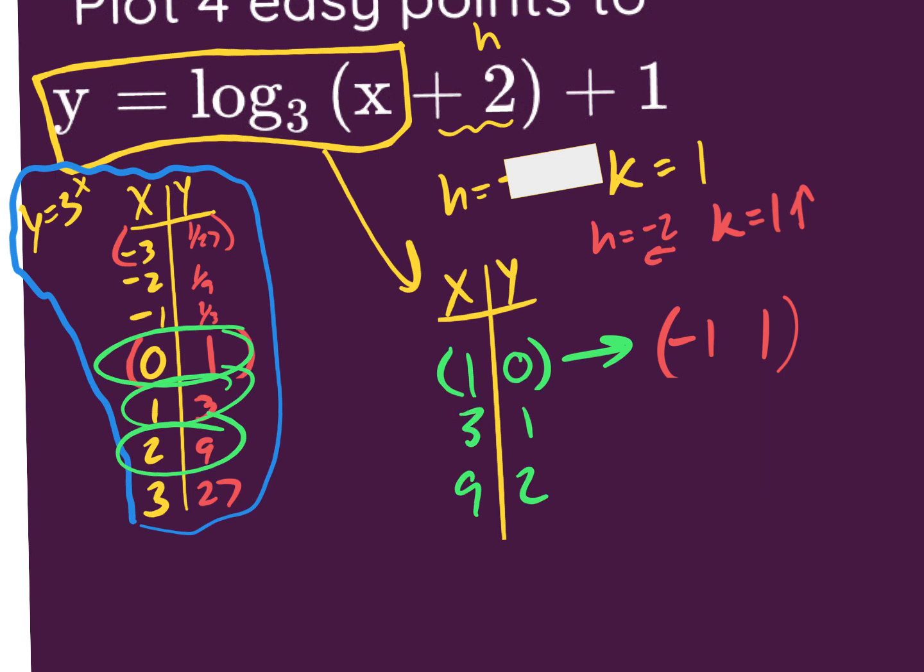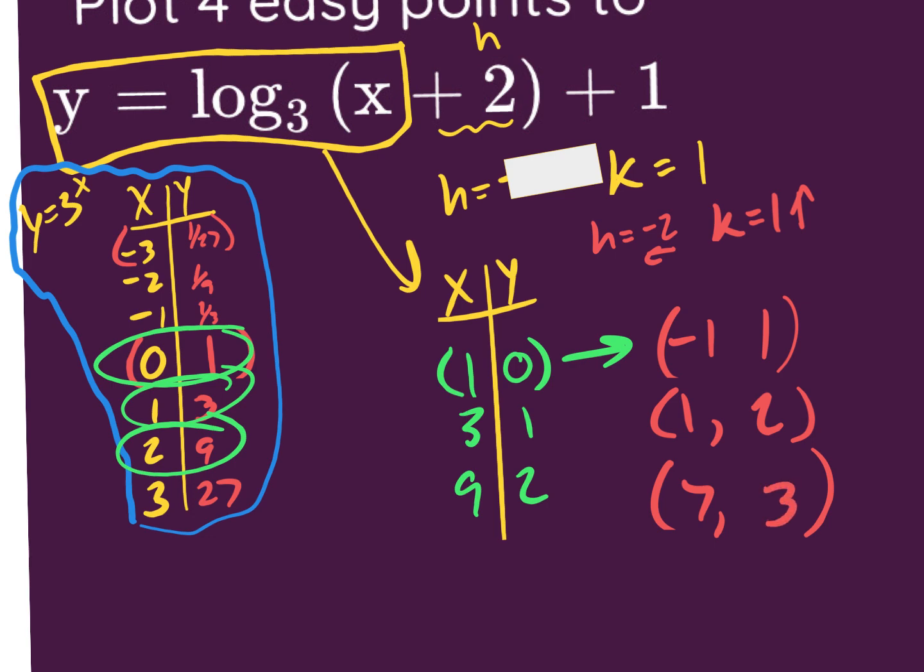Subtract 2, what do you get? What's 3 take away 2? Is 1, okay? And then add 1 on the y. 1 plus 1 is 2. And last but not least, let's subtract 2 on the 9, which gives us 7, and add 1 on the y value, on the k, which will give you a 3, correct?